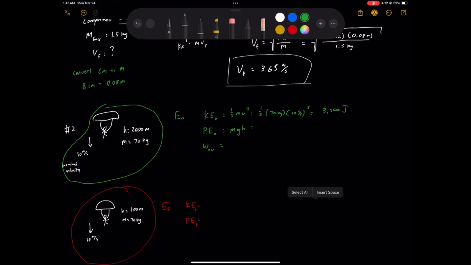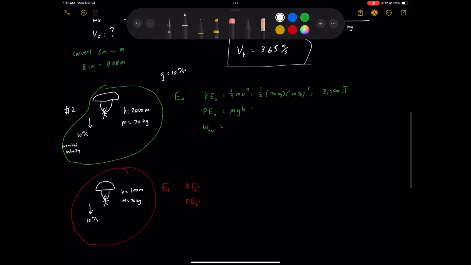For this problem, we're going to assume g is 10, just so the numbers look nice. And I believe on the test, if they have a problem like this, and it's specified, just use g equals 10. You don't have to use 9.8.